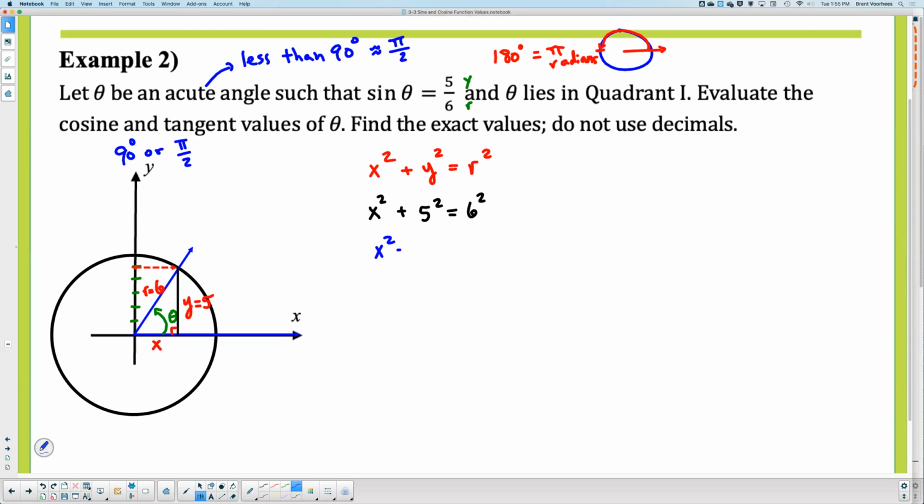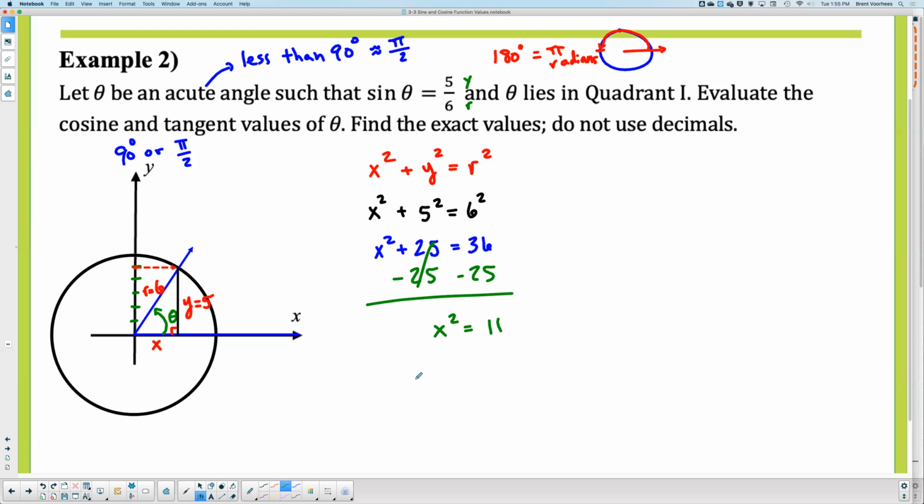So we're saying x squared plus, what was 5 squared? And 6 squared? 36. All right, to simplify that, what's the opposite of adding 25? We're going to subtract 25 from both sides. And so x squared equals 11.